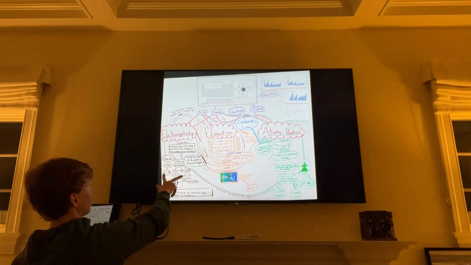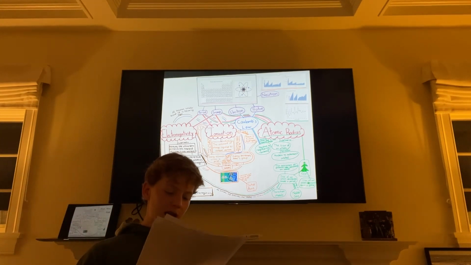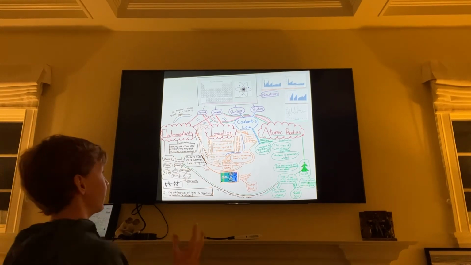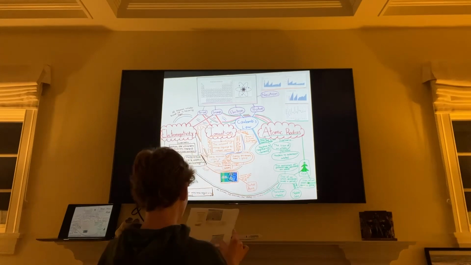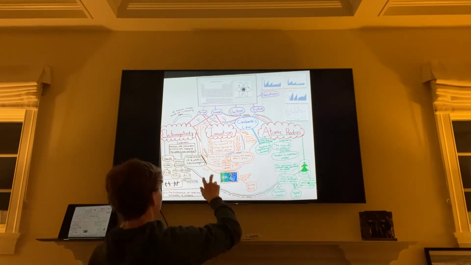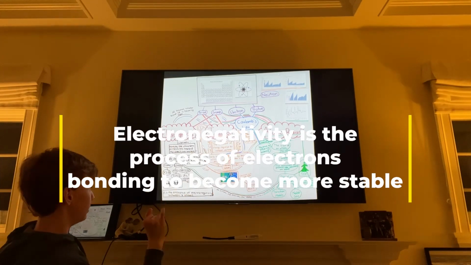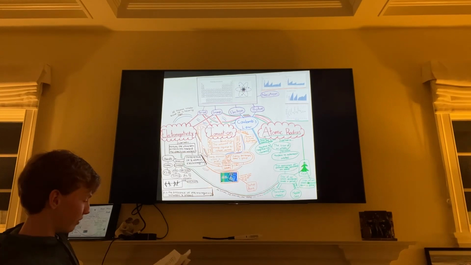Electronegativity talks a lot about atom bonding. So when researching this, the first question I asked myself was, why do atoms bond? And atoms bond so that they can become more stable. So electronegativity often involves the process of atoms bonding to become more stable. And there's many different rules to this.